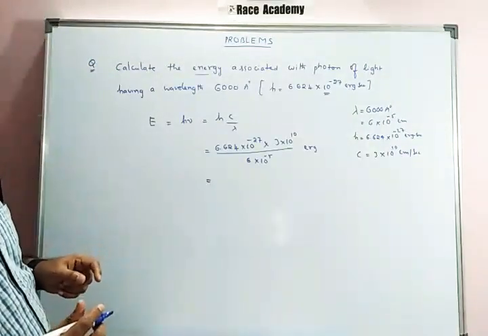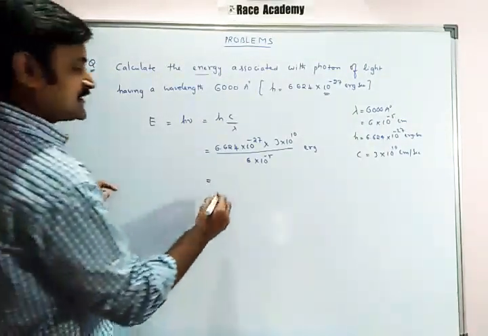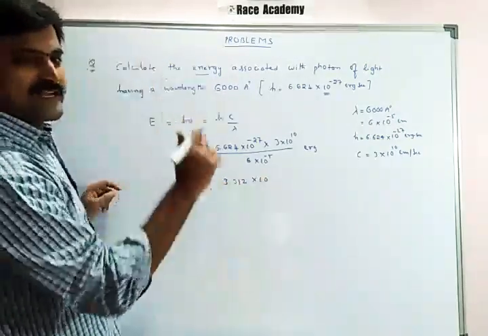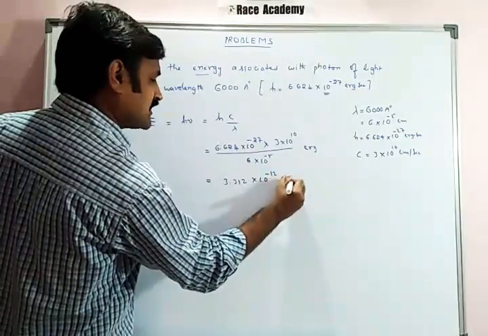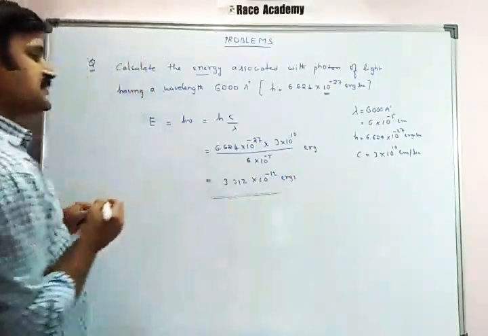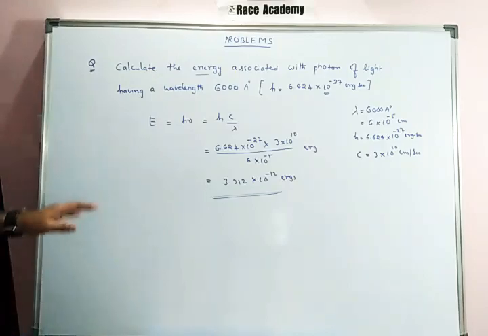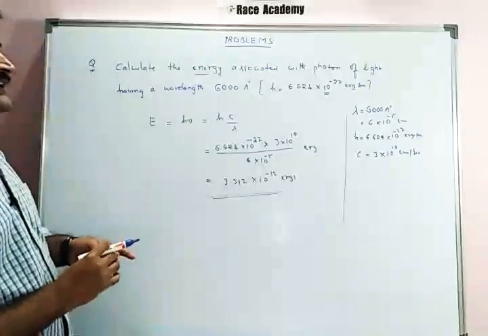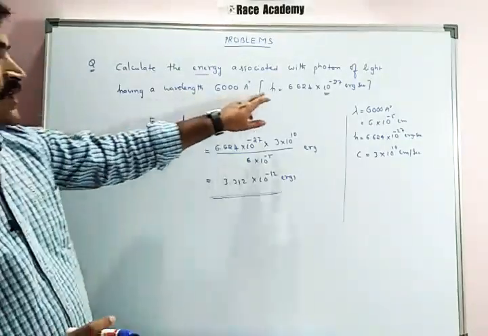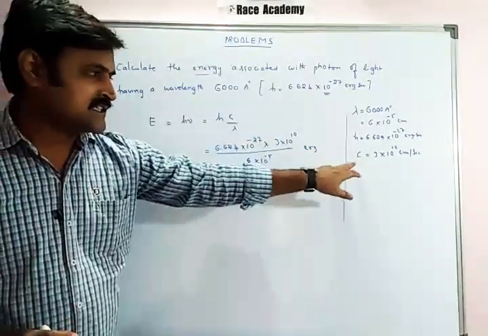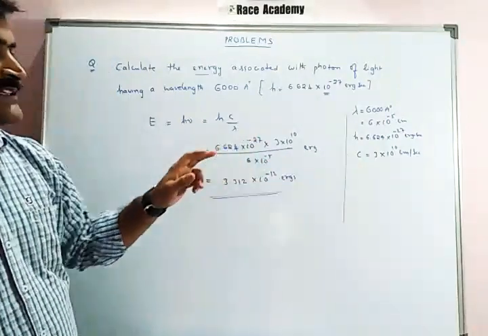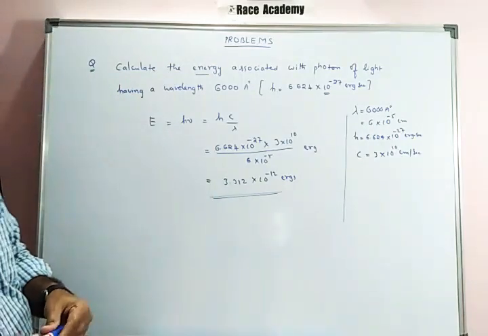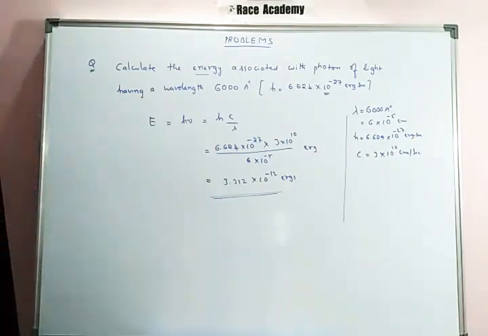Upon simplification, we will get 3.312 into 10 to the power of minus 12 ergs as the answer for this problem. So we have solved this problem by taking the data given in the problem. Lambda and h value are given, and the constant c value we substituted as 3 into 10 to the power of 10 centimeters per second to get this answer. So that's the answer for this problem. We'll move to the next problem.